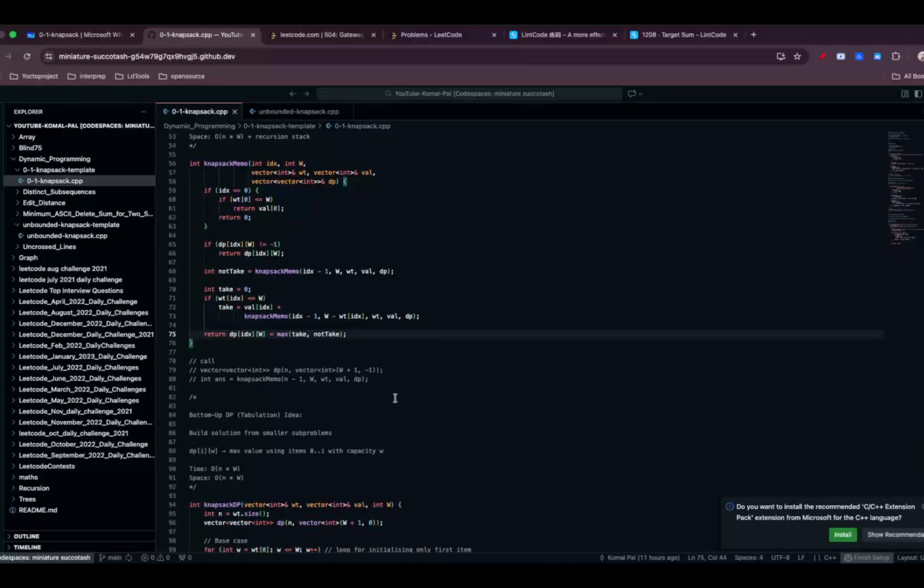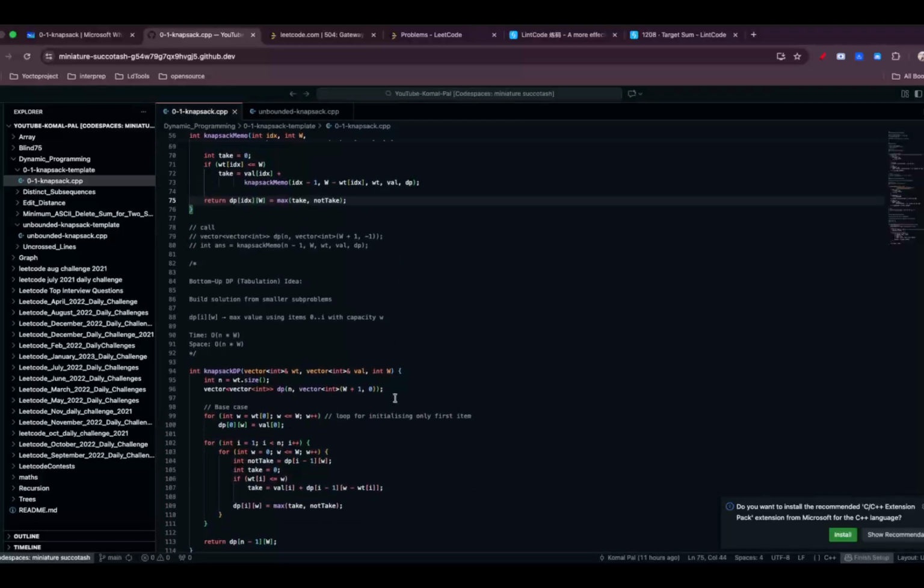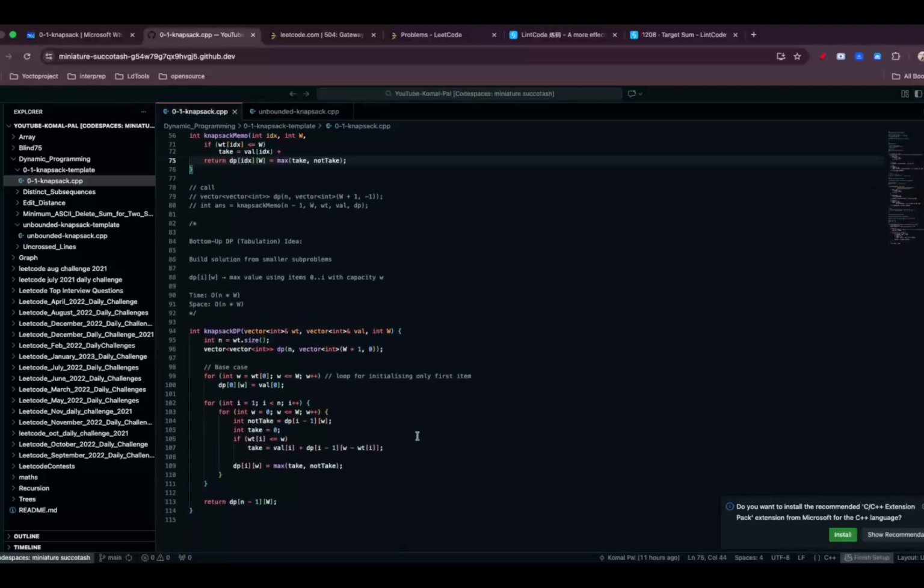So these things we know are changing, and that will anyhow affect the bottom-up DP solution also. So here the thing will be how the state will be. The state will have an index and a weight.